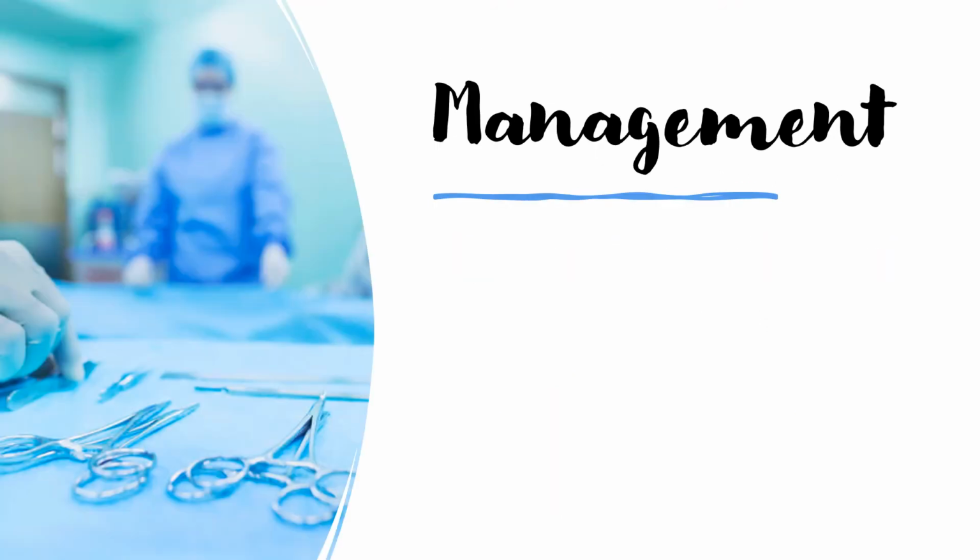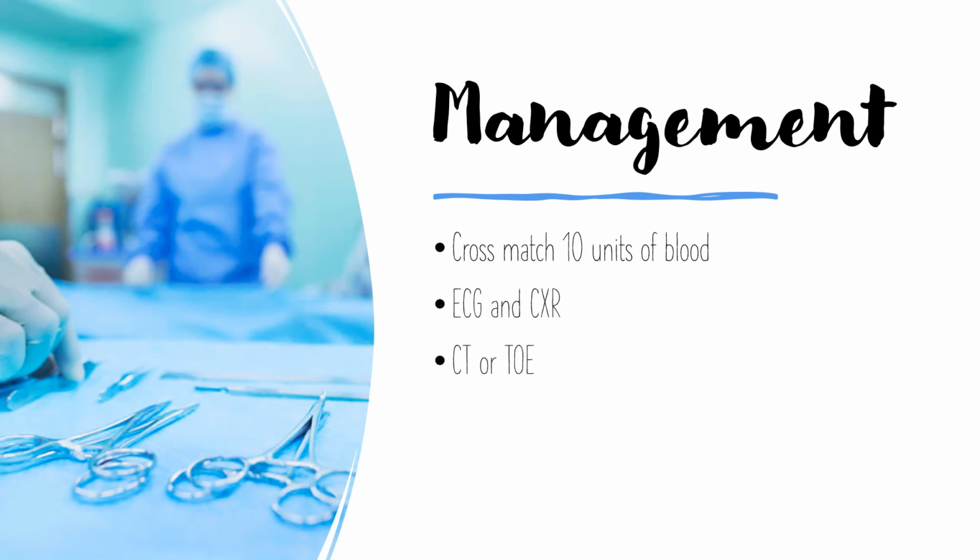How do we manage these patients? Well, it's really important to cross-match 10 units of blood so this is ready in advance. You should do an ECG and a chest X-ray, as well as a CT or transesophageal echocardiography. Take them to ITU and give them antihypertensives. Beta blockers like labetalol are really useful here as well. Lastly, particularly in type A dissections, so remember that's involving the ascending aorta, you should consider surgery.